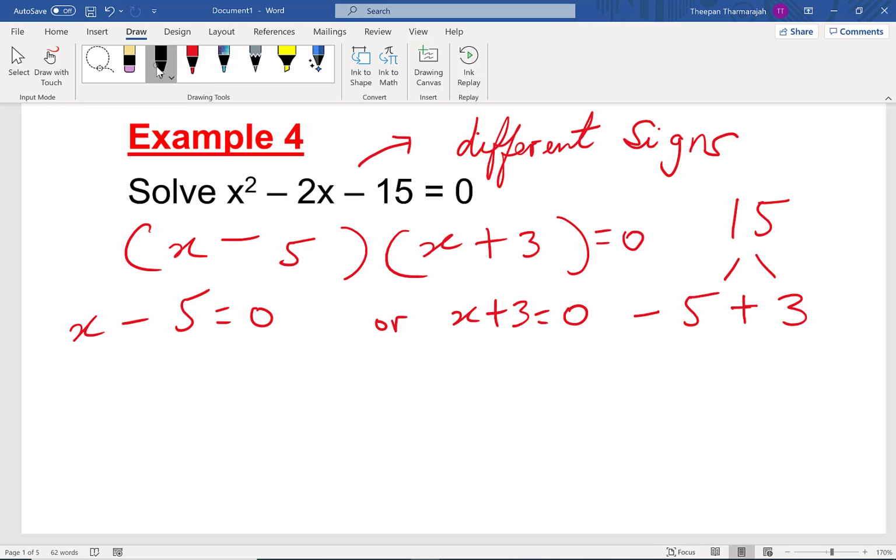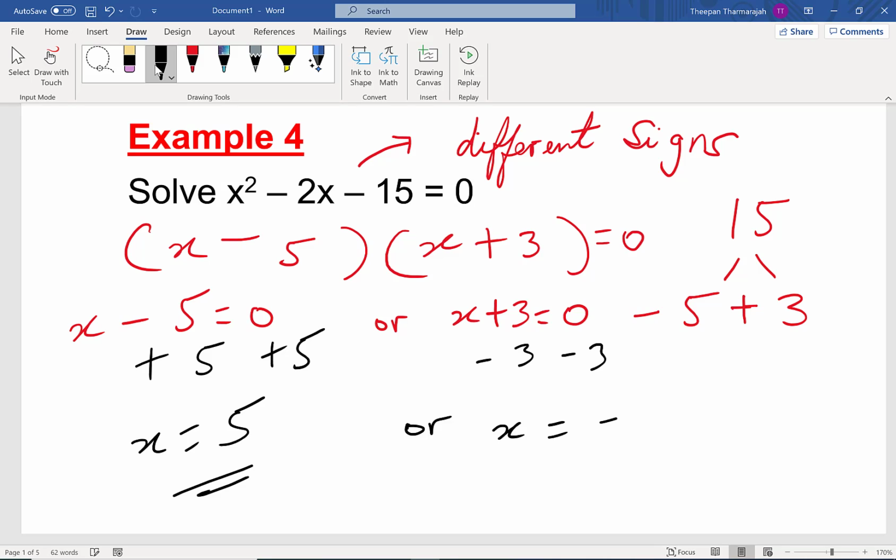And then we can do plus 5 on this side, plus 5 on this side. So x equals positive 5 as my first solution. Then minus 3 on this side, minus 3 on the other side, or x equals minus 3 as my second solution.